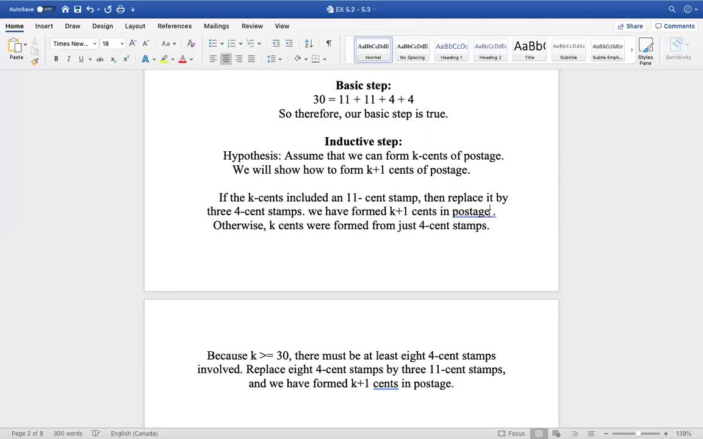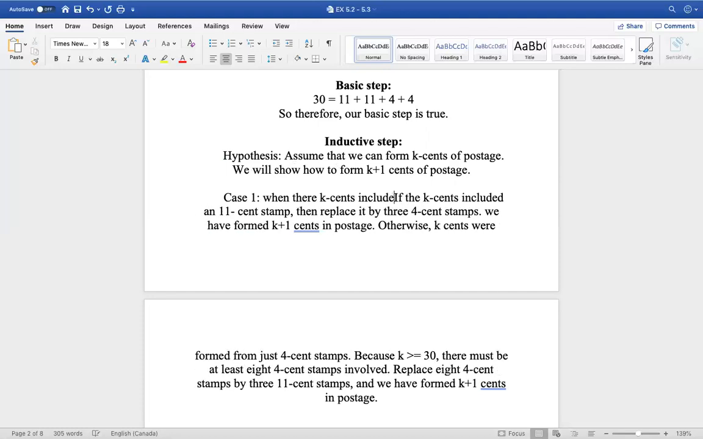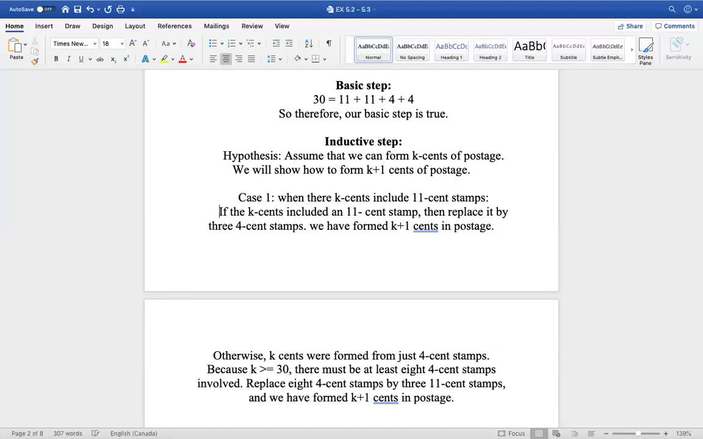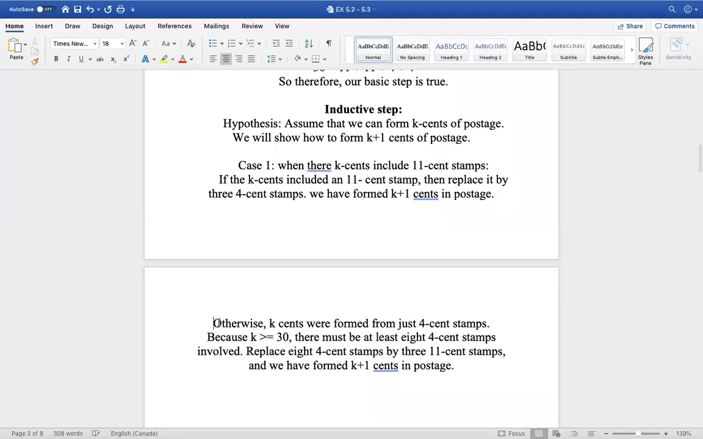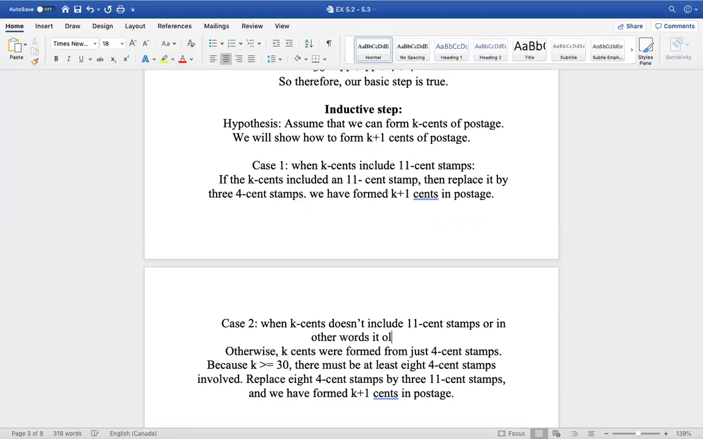Let me write down here: case 1, when the k cents include an 11-cent stamp. So this is case 1. Case 2 is when k cents doesn't include an 11-cent stamp, or in other words, it only includes 4-cent stamps.